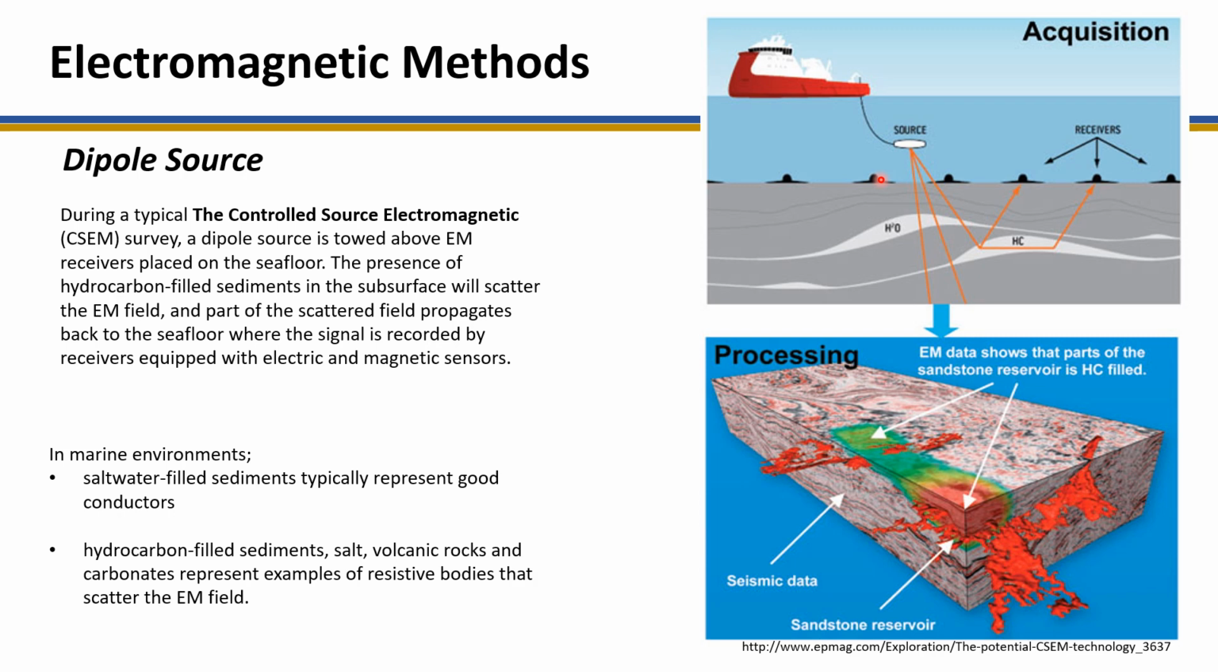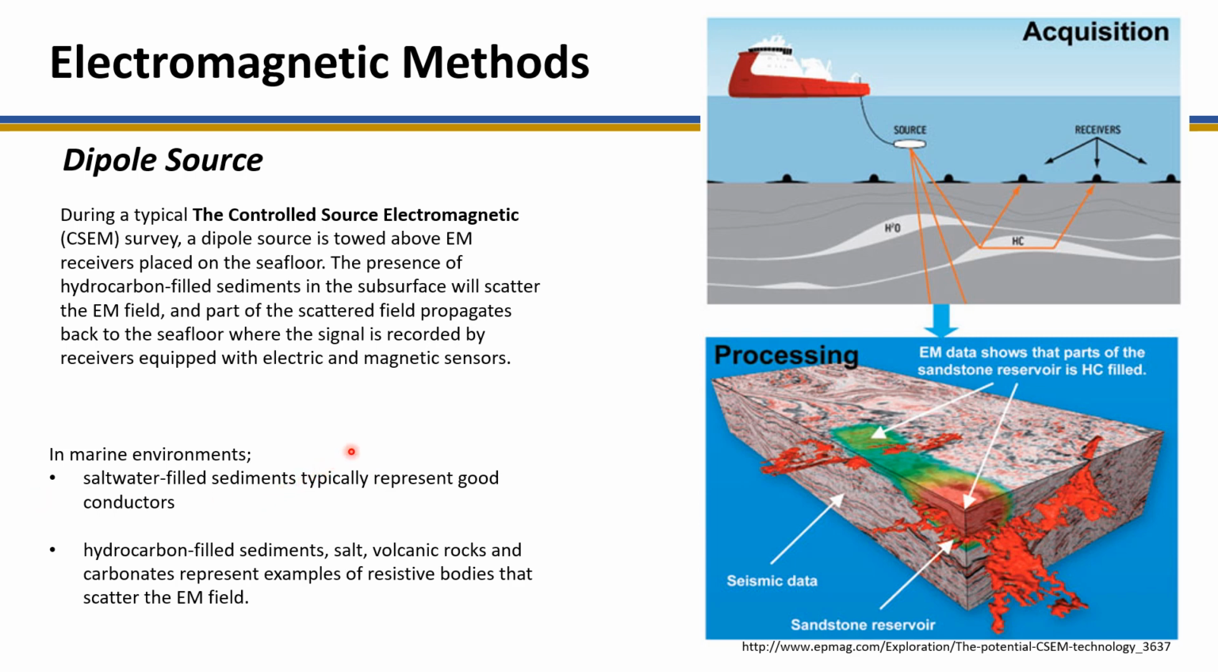CSEM surveys are typically conducted in two dimensions, but they also can be conducted in three dimensions or four dimensions. In a CSEM survey, a transmitter coil is used to generate an electromagnetic field. The electromagnetic field propagates through the subsurface and is measured by a receiver coil. The data collected from the survey is then used to create a tomographic image of the subsurface. The tomographic image shows the electrical conductivity of the subsurface at different depths. The electrical conductivity is a measure of how well a material conducts electricity. Material with high electrical conductivity will allow the electromagnetic field to penetrate more deeply, while material with low electrical conductivity will attenuate the electromagnetic field more quickly.